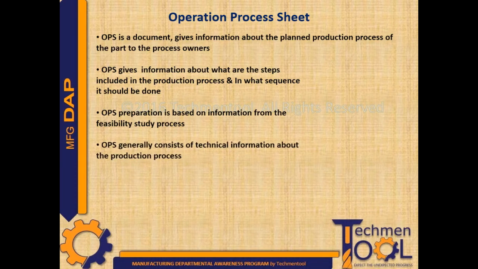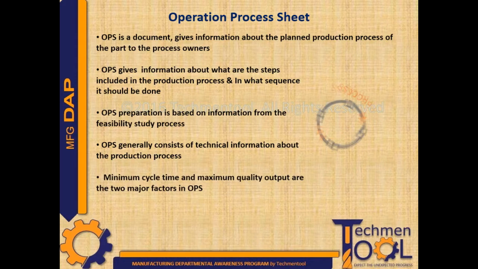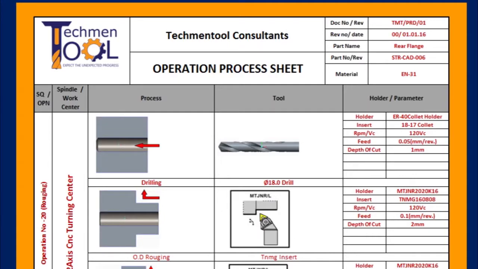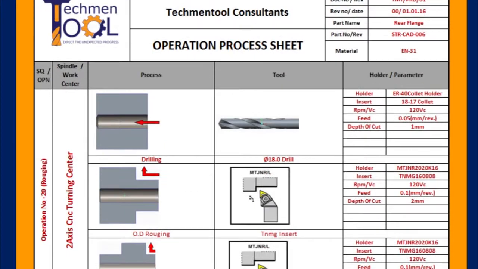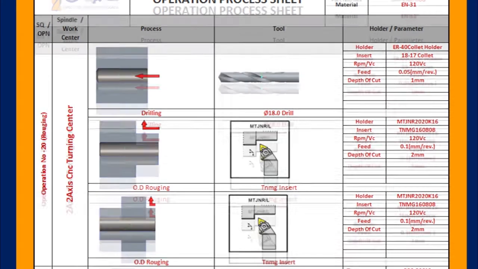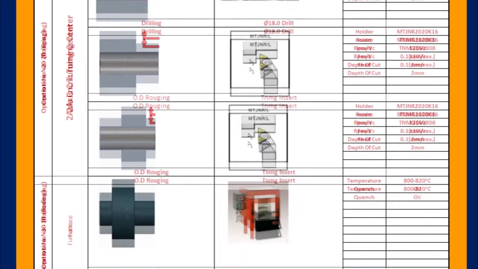OPS generally consists of technical information about the production process. Minimum cycle time and maximum quality output are the two major factors in OPS. This is the general format for the operation process sheet. This consists of information about product description, operation details, work center details, process details, tools details, holder or parameter details.